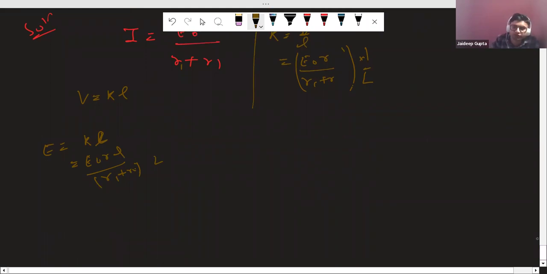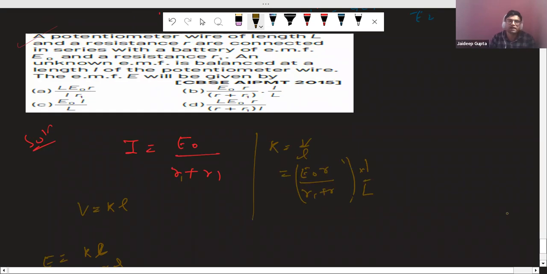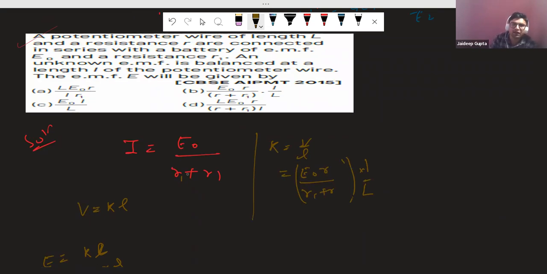Fine. Look how to do it. First of all, we have to calculate the potential drop. For that, what do we need? Current. The total current in the circuit, where E0 is the battery, R is the resistance of the wire and R1 is the external resistance. Now, the question is giving the EMF and length L of the potentiometer wire.